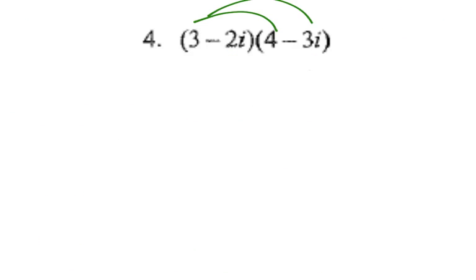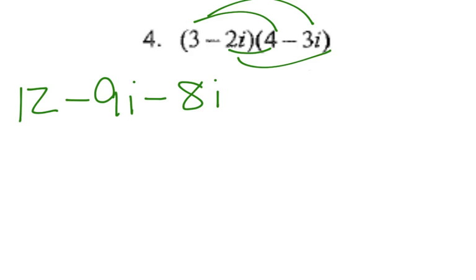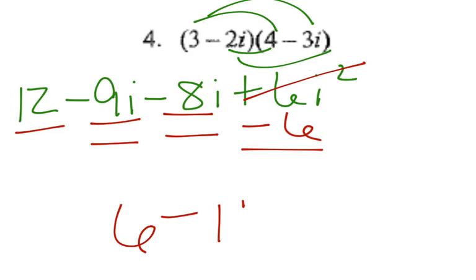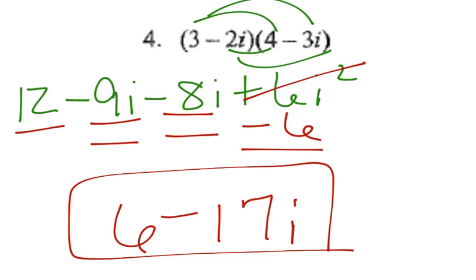Same thing, got to distribute. So 3 times 4 is 12. 3 times negative 3i is minus 9i. Negative 2i times 4 is minus 8i. And negative 2i times negative 3i is plus 6i squared. There is that i squared, so this right here becomes minus 6. Like terms, 12 minus 6 is 6. Negative 9i minus 8i, use your calculator because of signs, minus 17i.